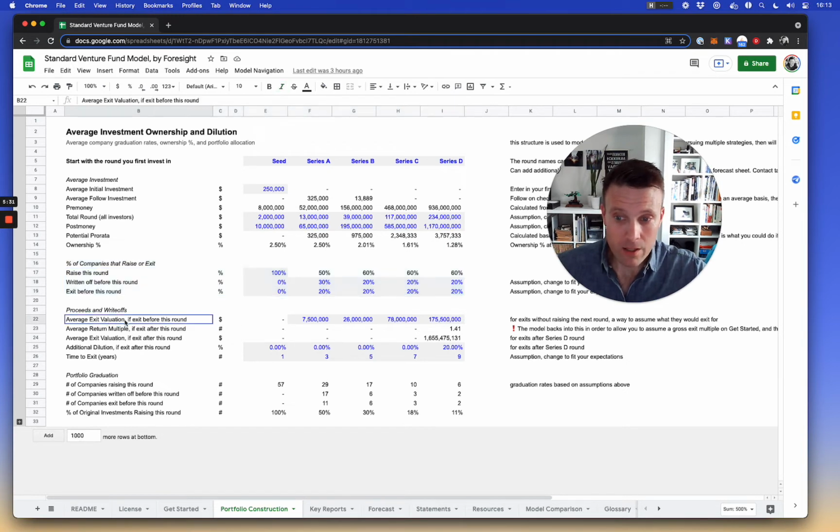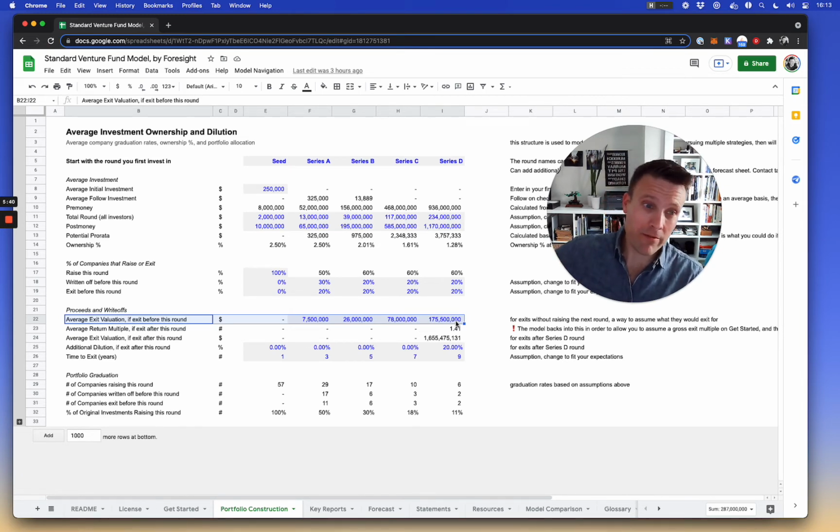And so I make an assumption here to say, okay, well, if they exit before the next round, what do they exit for? And I come up with some logic that usually creates an exit value that's between the value of the last one and the value before the next one as well. If they fail, I usually just say they get 0. And I do that sort of logic all the way through to give some assumption of what percentage of companies actually go through these rounds.